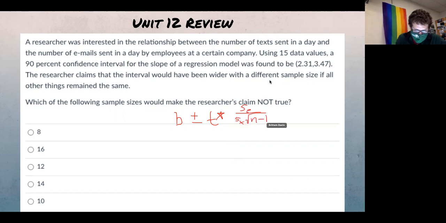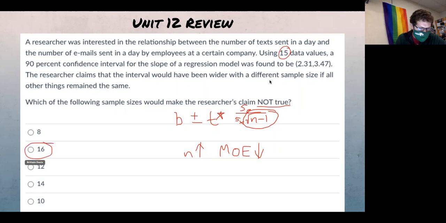But the important thing right here is that, like with every other standard error we have, this is true for any inference test: the bigger your sample size, the smaller your margin of error. So the only thing that's not going to make this wider is if we increase the sample size. We started with 15, going to 16 is actually going to cause our margin of error to decrease.